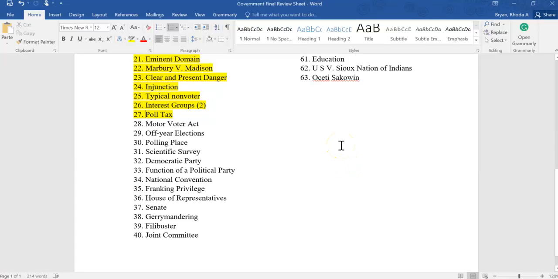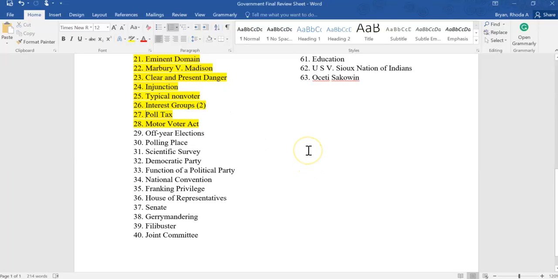Poll tax. You need to know the Constitution prohibits poll tax. So you should know the Constitution prohibits poll tax, and poll tax could also be listed as a tax payment requirement for voting.